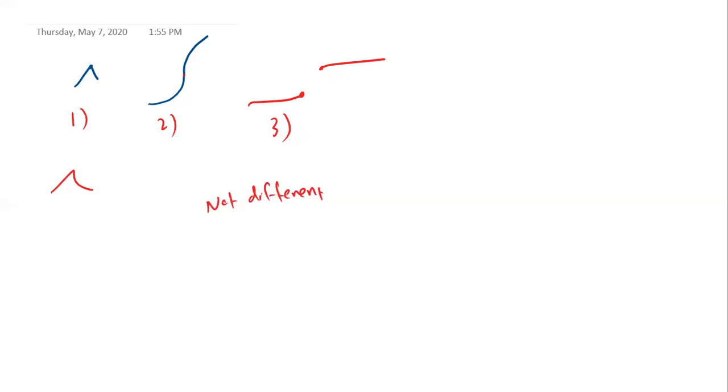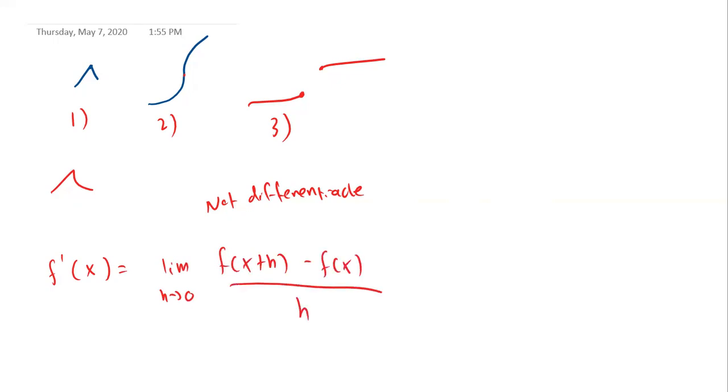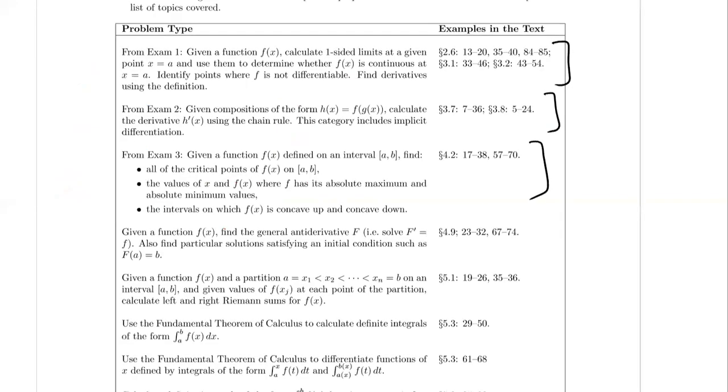And then the other one, the definition of the derivative, just so you remember: the derivative at x would be the limit as h approaches 0 of this difference quotient, which was used a lot, so hopefully you remember how to do this. So that's all from the first exam, it seems. Yeah, so that's the definition of the derivative.